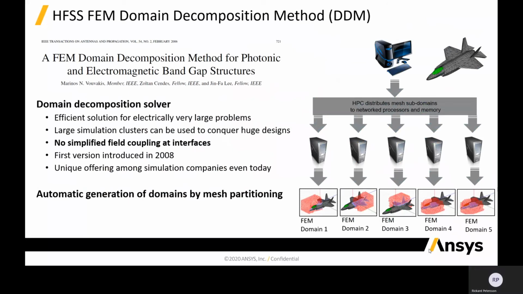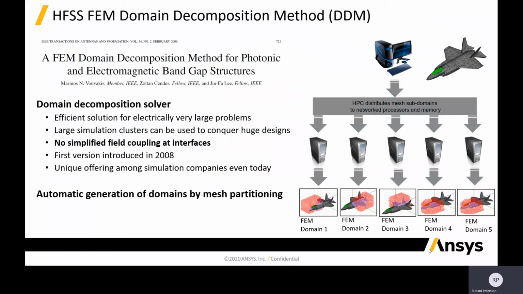Finally, the last major breakthrough is the domain decomposition method. And the paper I'm showing here was published in 2006 by Sanders and his collaborators. And to illustrate what it does, it's here on the right. So you have a computational problem you want to solve with this aircraft. We mesh it with a tetrahedral mesh. And we break that mesh up into 5 different domains, for example. And that's all done automatically, by the way.